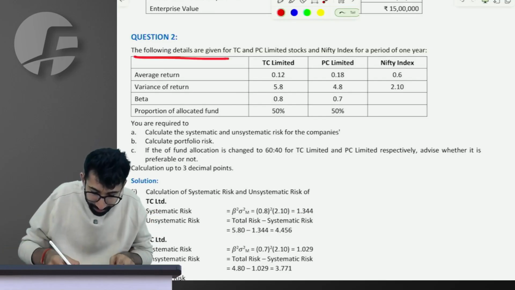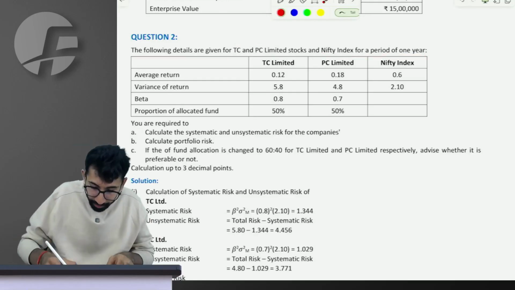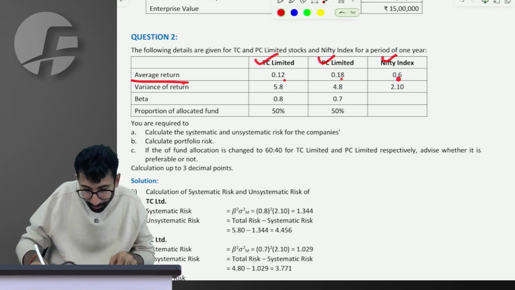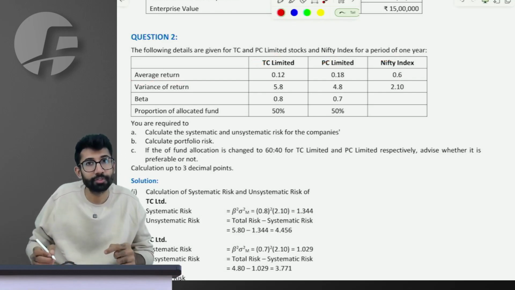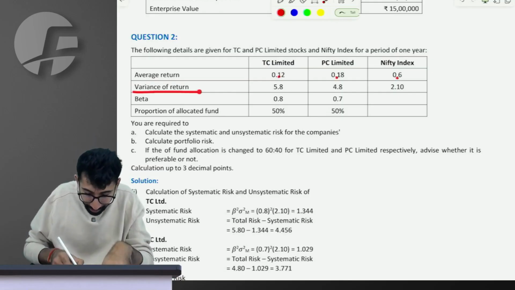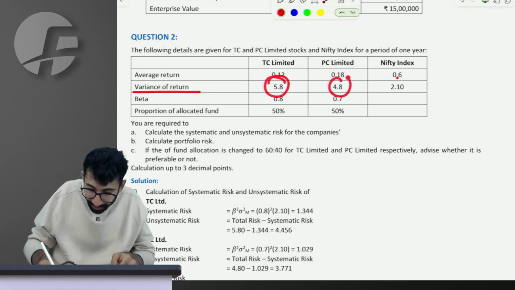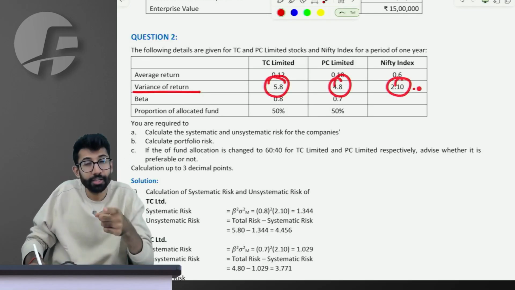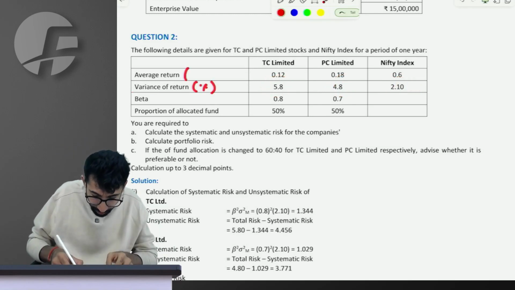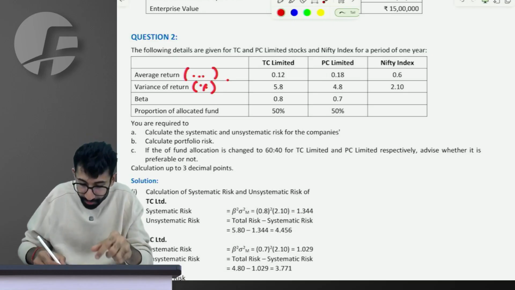The following details are given for TCPC Limited and index for a 1 year period. This company and market had an average return of 0.2, 0.18 and 0.6. Sir, did you observe something? Returns have been given in decimal terms, fine. Variance of return, what is the risk at squared level? 5.8, 4.8 and 2.1. Did you realize? The institute made a mistake of not giving percentage or decimals here.